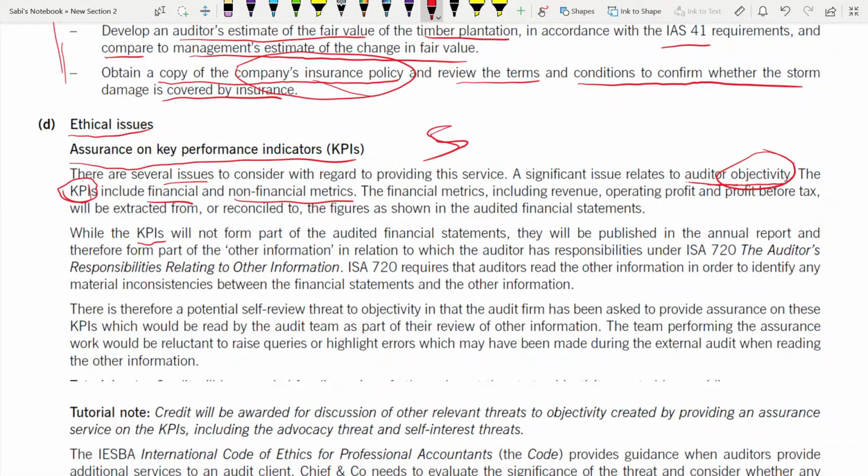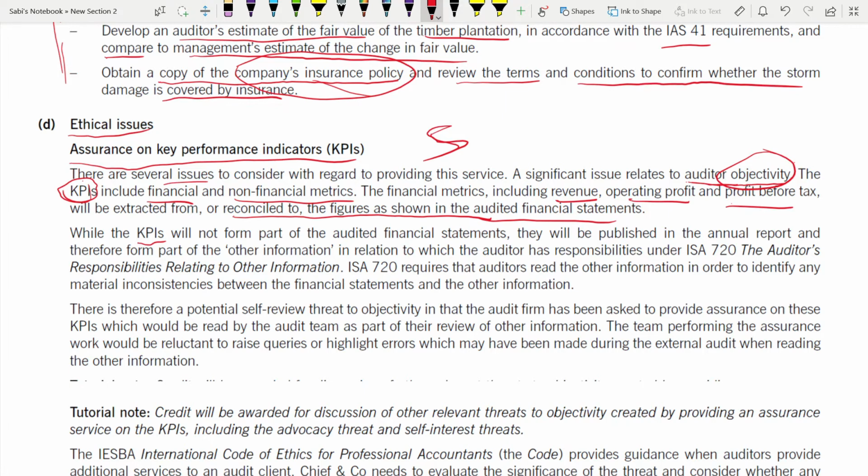Financial metrics, we have already audited during our audited financial statements. What were they? Revenue. This we have audited. Operating profit and profit before tax. Right? So this can be extracted from or reconciled to the figure shown in the audited financial statements, because when we were auditing the financial statements, we have already audited these things: revenue, operating profit, and profit before tax. The only things we did not audit are non-financial metrics, because they do not come in the financial statements. Okay.